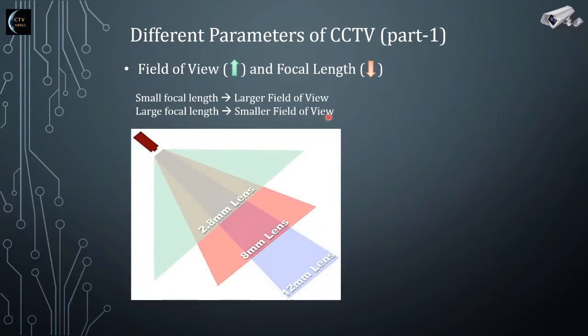Don't get confused, let's understand with this image. Here, as you can see, the 2.8 mm lens has the wider field of view. Whereas if we increase the focal length from 2.8 to 12 mm, then the field of view is decreased, as you can see.